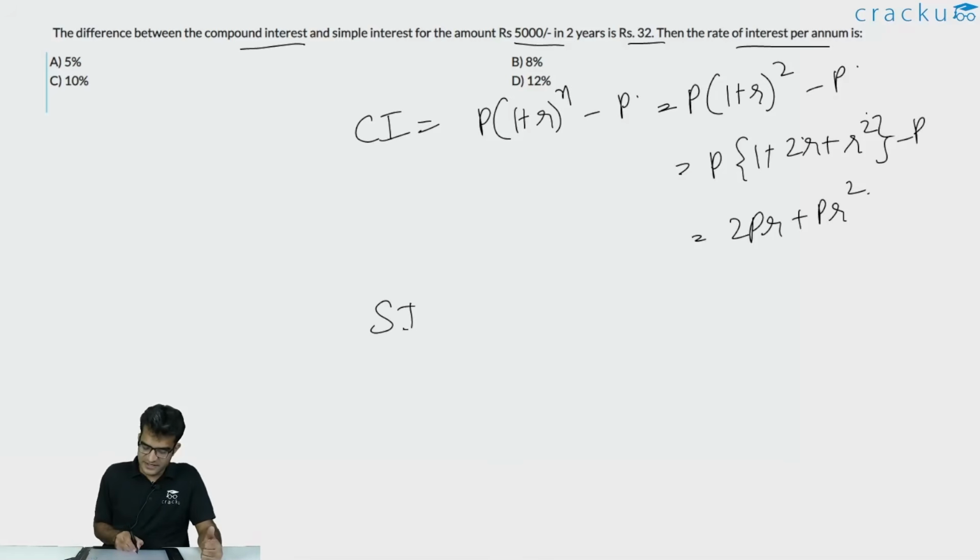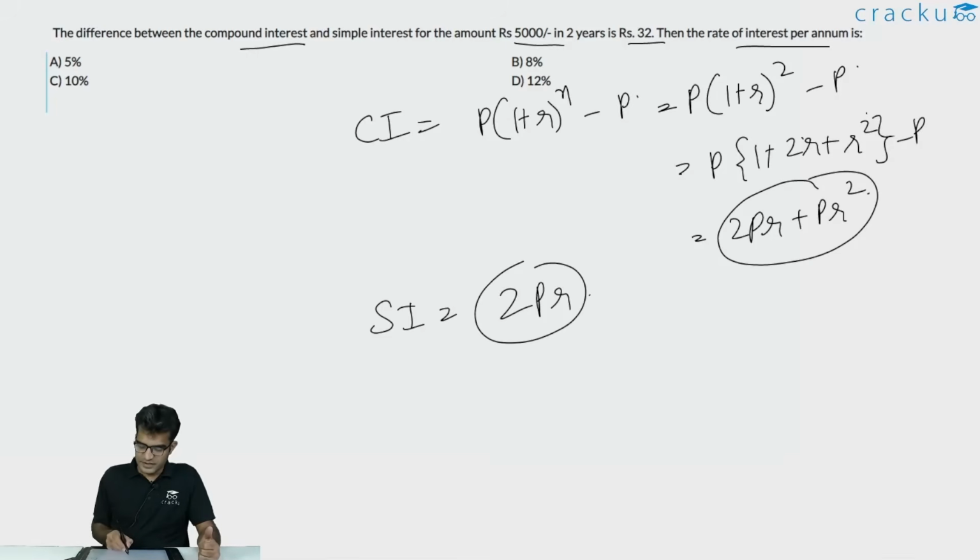And what is the simple interest? Simple interest for 2 years is very simple. This is 2 into p into r. The difference between these two will be equal to p into r square. This we are told is equal to 32 rupees.